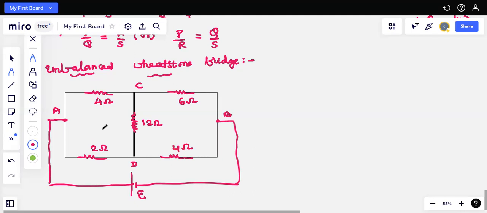But is it a balanced Wheatstone bridge? Once you check, is P by Q equals... yes, exactly. P by Q is 4 by 6 and that is 2 by 3. R by S is 2 by 4, that is 1 by 2. So P by Q is not equal to R by S. And this is not a balanced Wheatstone bridge.